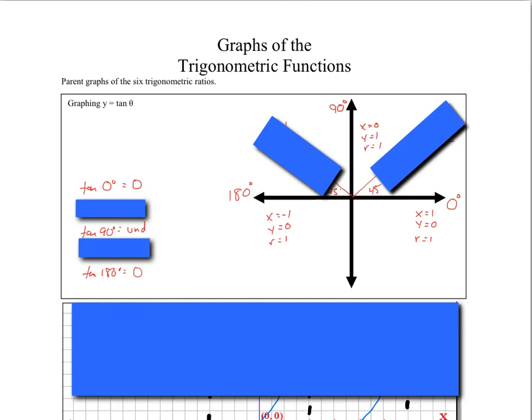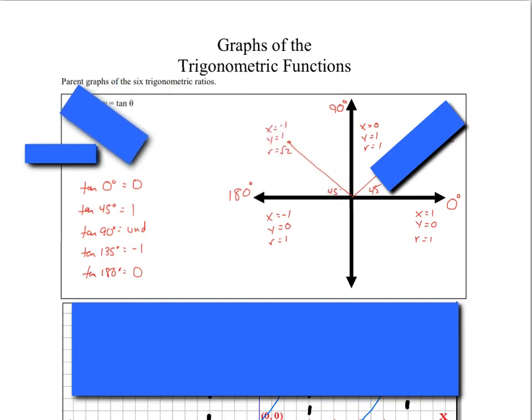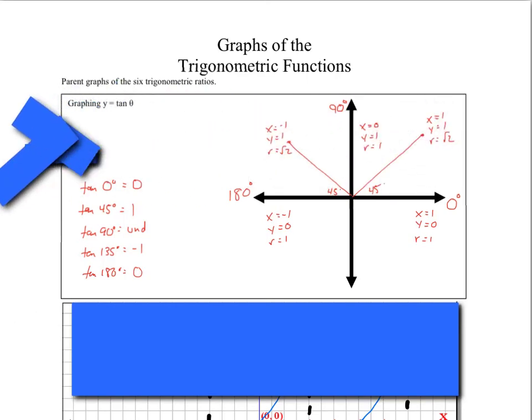So for tangent, we need to add in some angles between our quadrantal angles. So I went halfway between, and I went with 45 degrees and 135. It doesn't matter what you choose when you're trying to figure out what this looks like. You could just flat out memorize it and not choose anything, but I think deriving it is better.